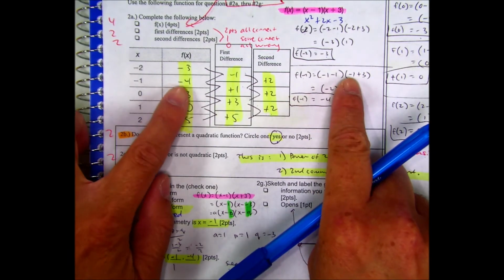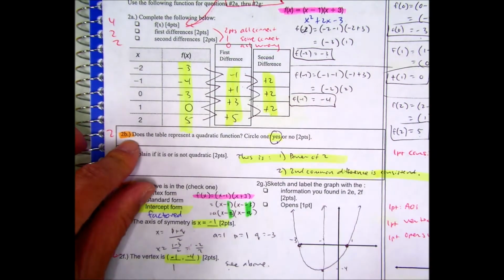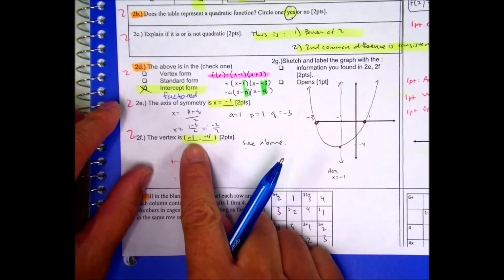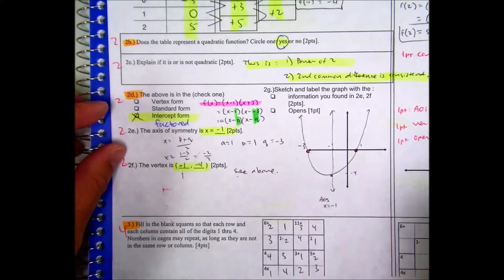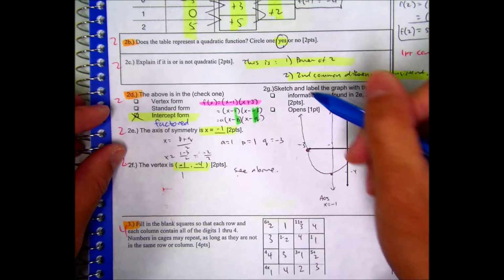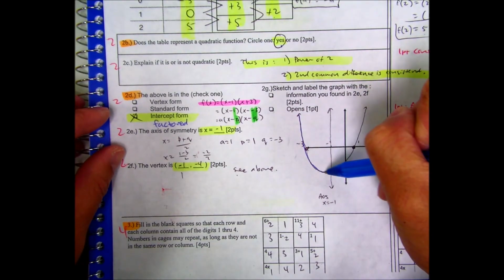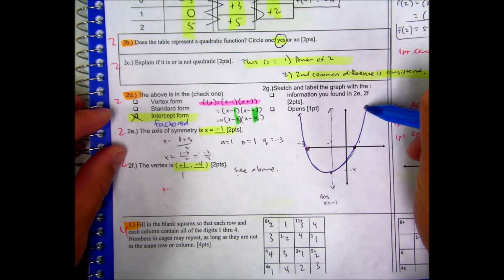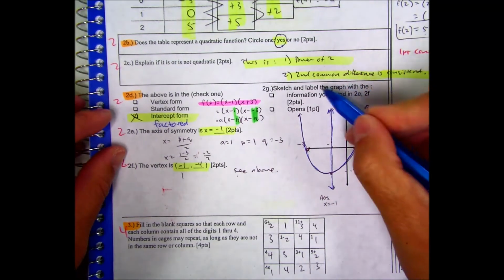Put in the -1: -1 minus 1, -1 plus 3, and you get -4. So -1, -4, 1 point apiece. Okay, sketching. So this is an example of sketching that I'm doing. I'm just drawing. Okay, that's sketching. And this is labeling.